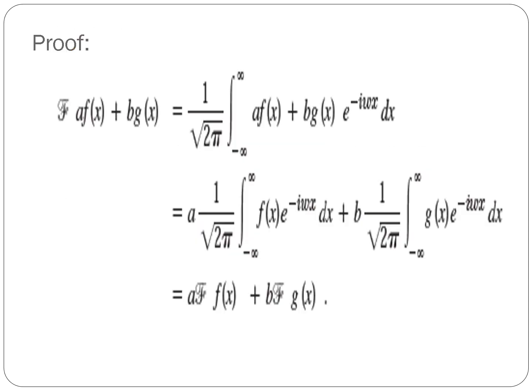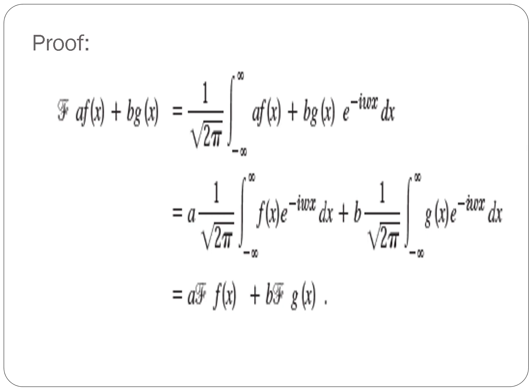We can see the proof of the above property. Script F of (af plus bg) equals 1 by root of 2 pi, integral minus infinity to infinity, (af plus bg) into e raised to minus i omega x dx. That is, in the Fourier transform formula, in the place of the function you replace af plus bg.